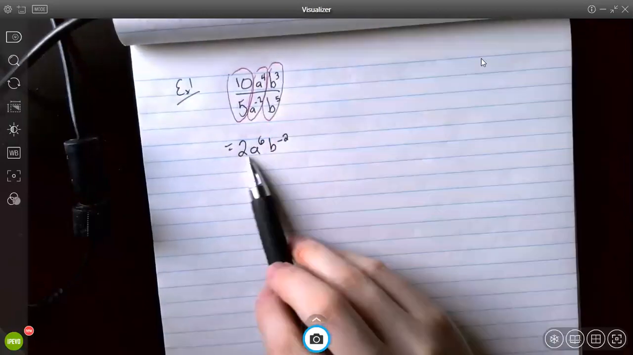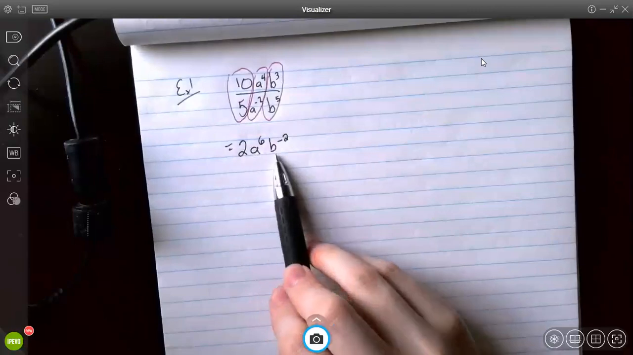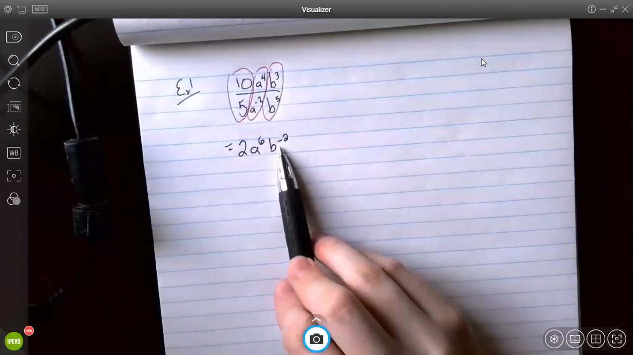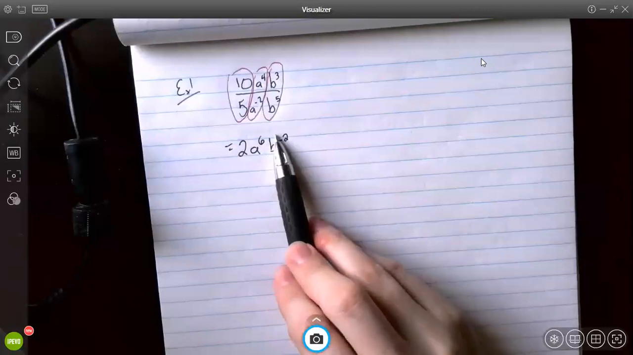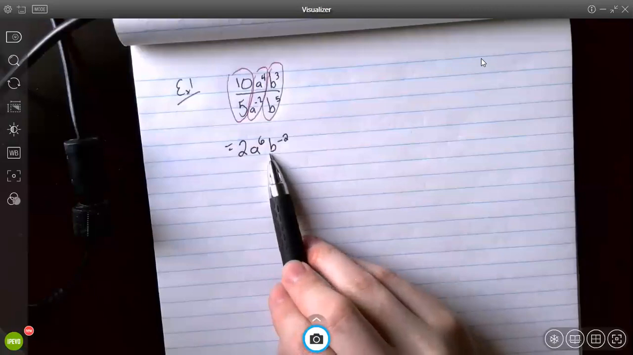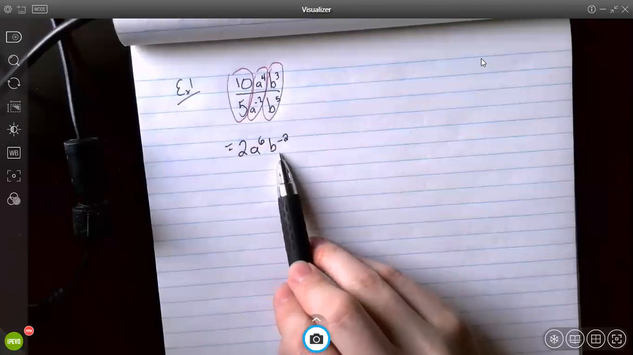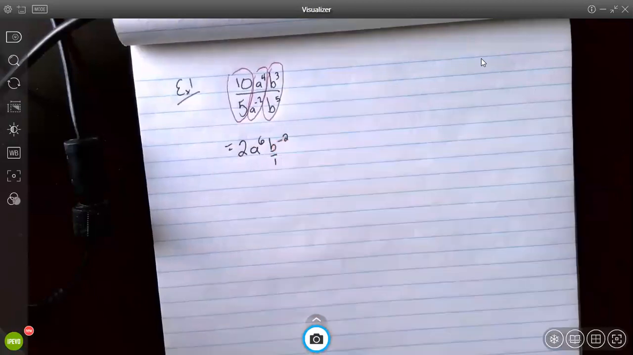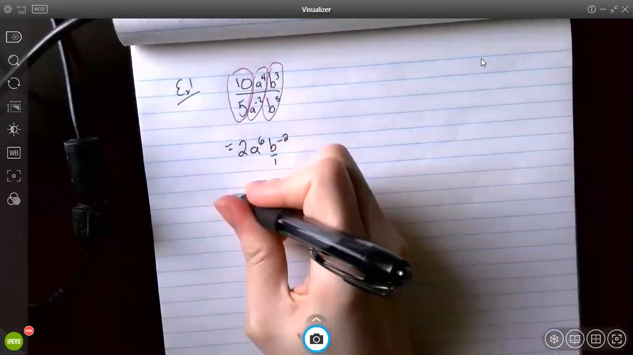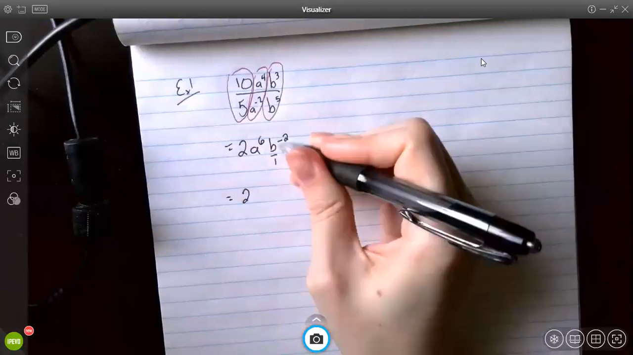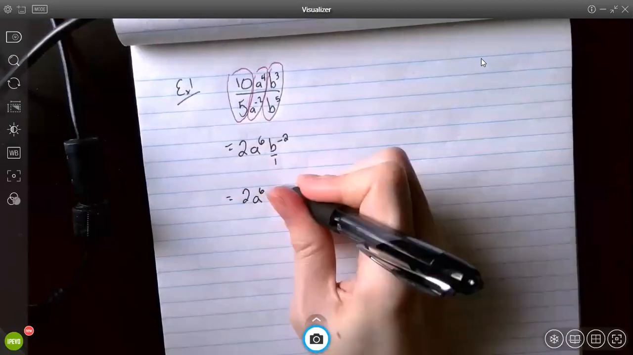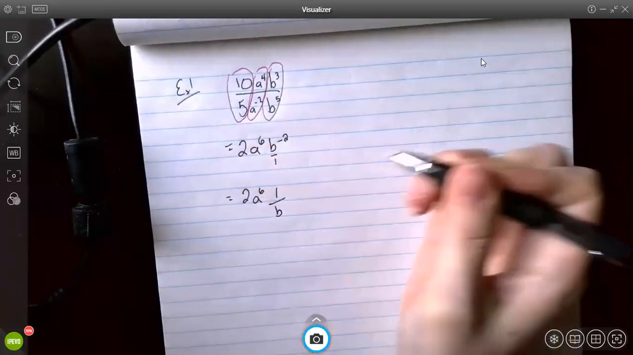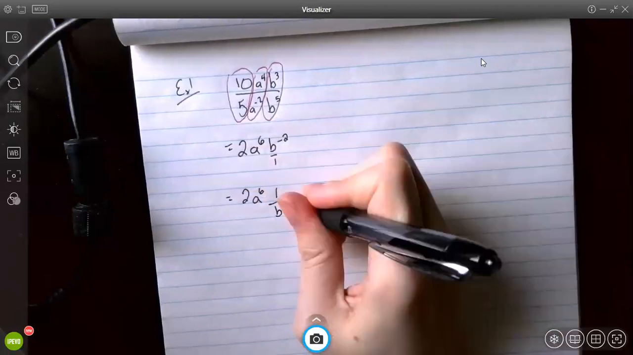Now, all of this is simplified, but as we talked about for one of our rules, we are not allowed to keep a negative exponent. So we have to take our b, which is the base of this power, b to the power of negative 2, and we have to take the reciprocal of it. Now remember, anything can be over an imaginary 1 if it's not already a fraction. So when I take the reciprocal of that, my 2 times a to the power of 6 isn't going to change, but my b is going to get flipped upside down. So now it's 1 over b, and that makes my exponent positive.